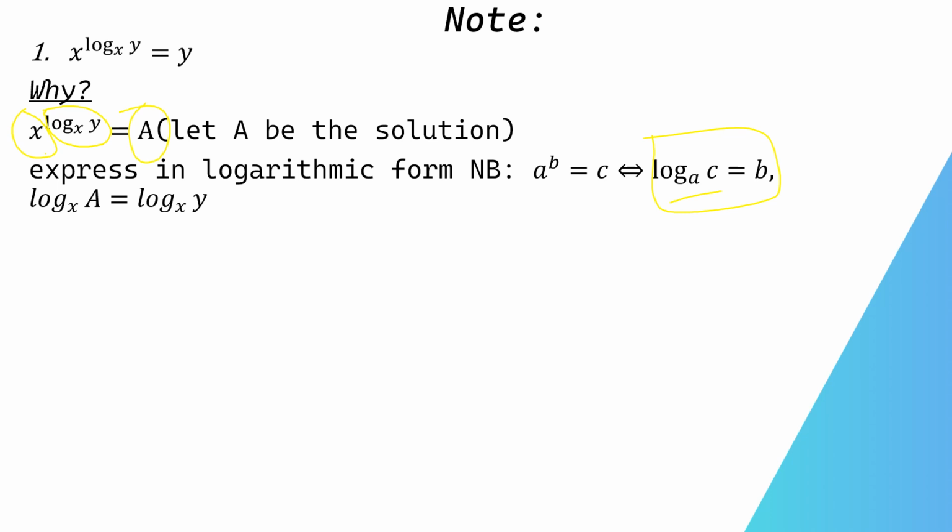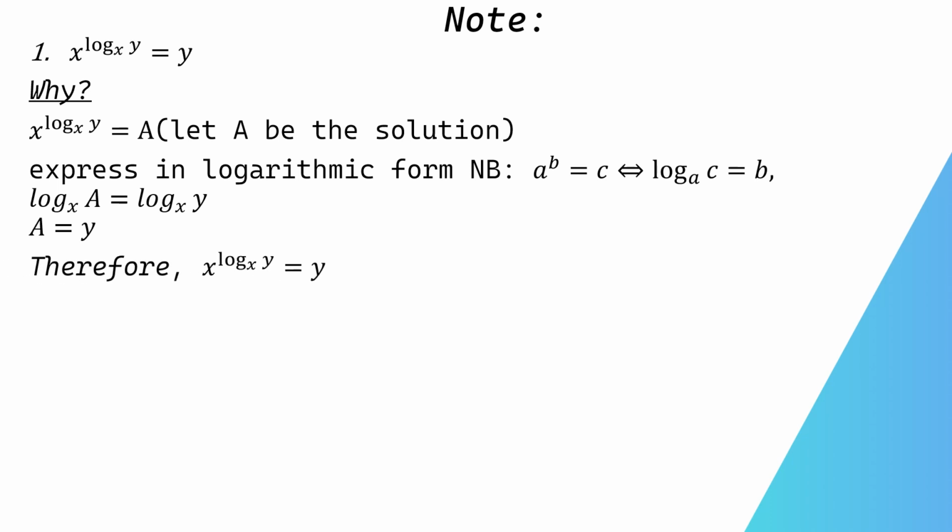Good. So we have log A to the base x equals log y to the base x. This is our b, this is our A, this is our C. So we've done it. But now we realize that they are both in the same base. Since they are both in the same base, A equals y. Very simple. So we can therefore say that x to the exponent log y to the base x equals y.